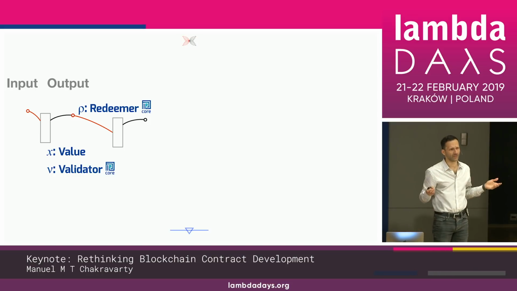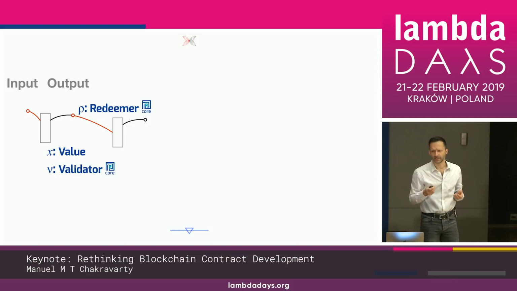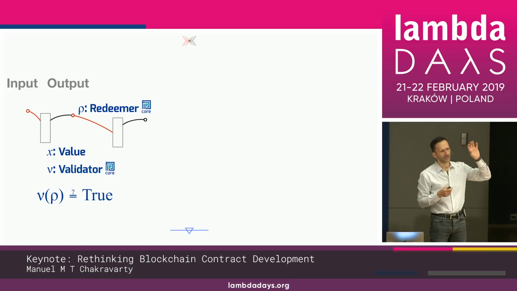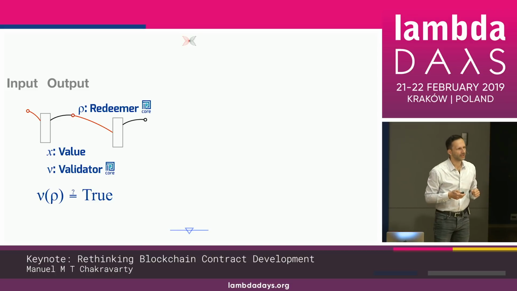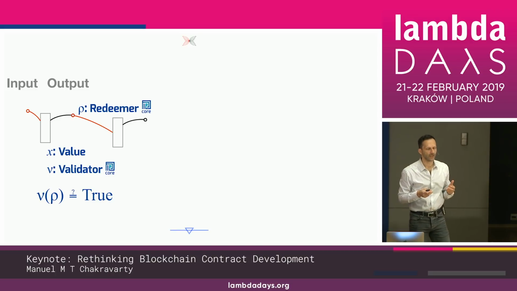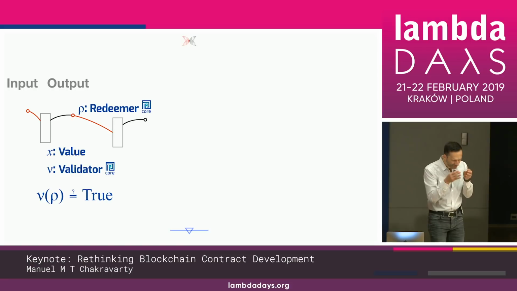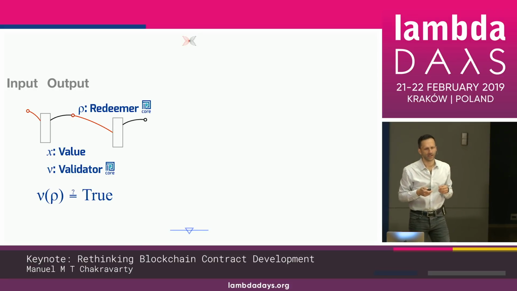And how is validation happening? Very easy. Function application. You apply the validator script to the redeemer argument. If the whole thing evaluates to true, all good. Otherwise, reject the transaction. That's very simple, but it's also very localized. You can't make any interesting decisions at this level.